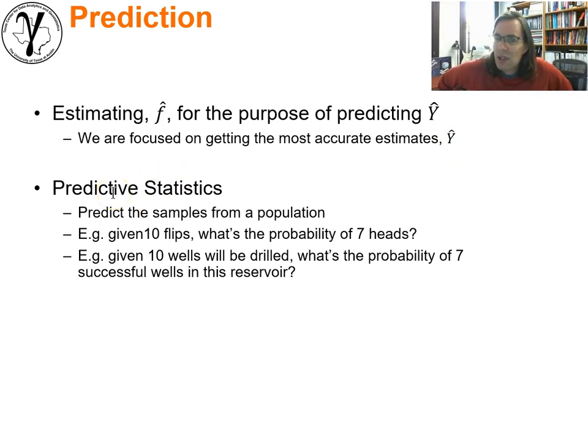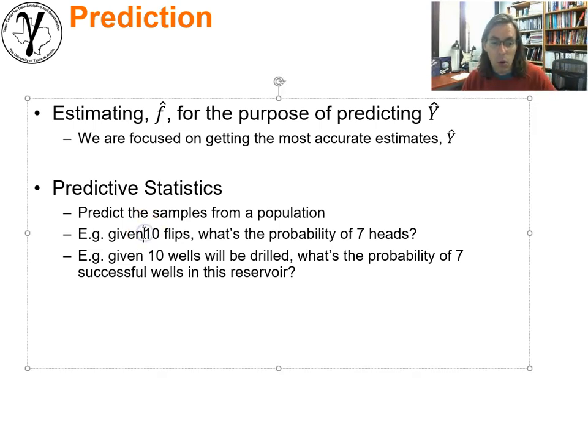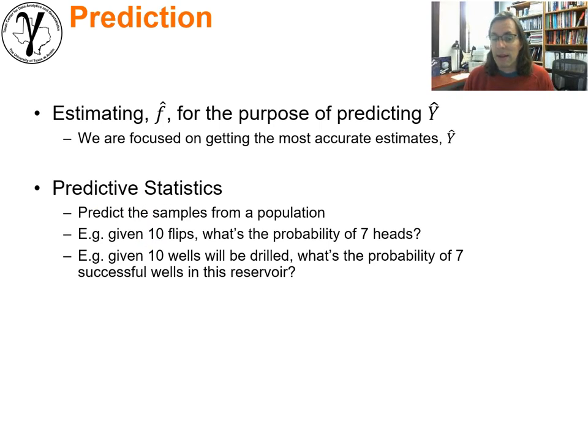Predictive statistics are actually easier than inferential statistics. Predict the samples from a population. That's what we would do. Given 10 flips of a coin, what is the probability of 7 heads given you know the coin is fair? You know something about the underlying population. Now predict what should actually happen when we sample. Given 10 wells to be drilled, what's the probability of 7 successful wells? That's a prediction problem. Actually easier, it's more of a forward problem. Inference is more of a reverse problem, more tricky.